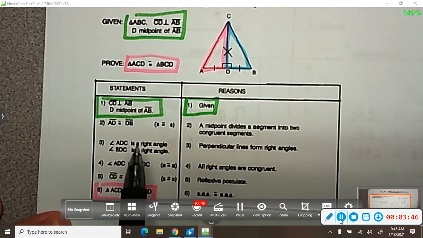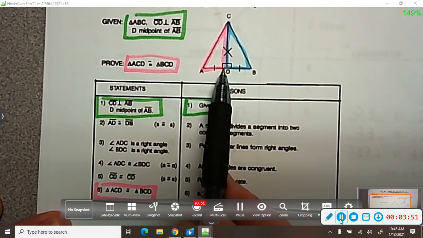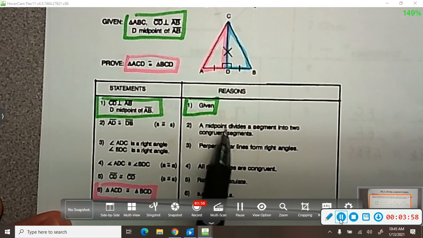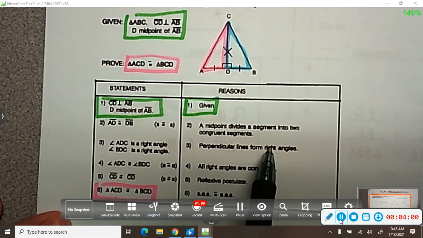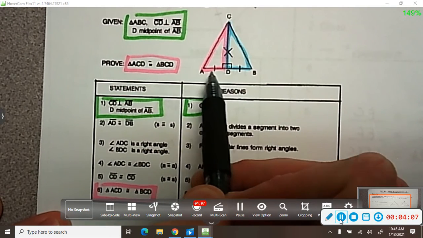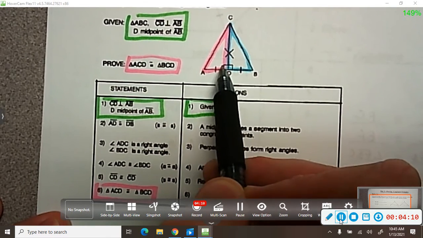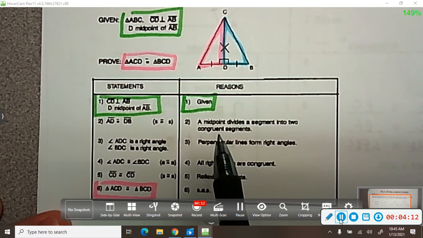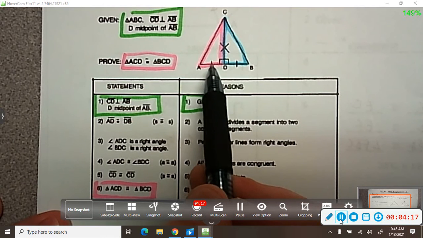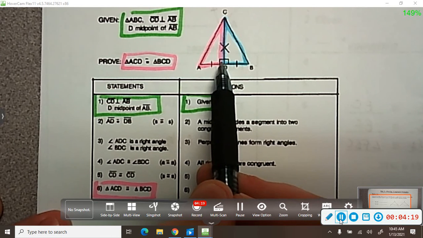Second, we know that angle ADC is a right angle, so then they drew the box. They also know that BDC is a right angle. Okay, how do we know that? Perpendicular lines form right angles. Where did we get that? From here, CD is perpendicular to AB, so those have to be 90 degrees. And then they say this angle equals this angle because they're both 90. So now you got your S, now you got your A.